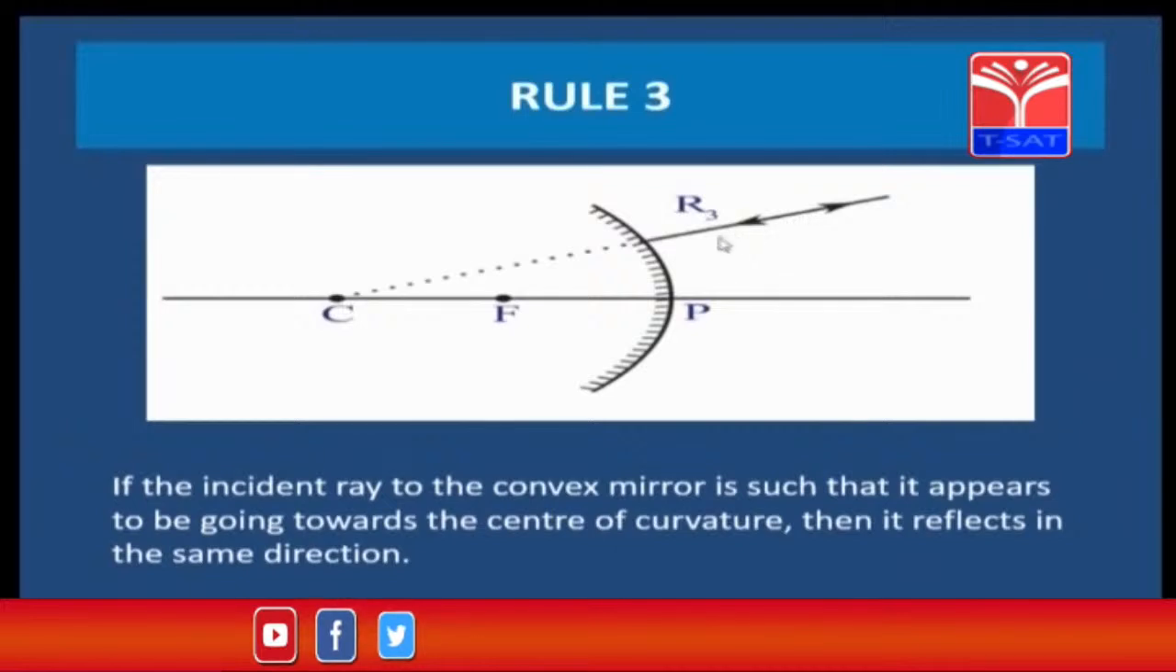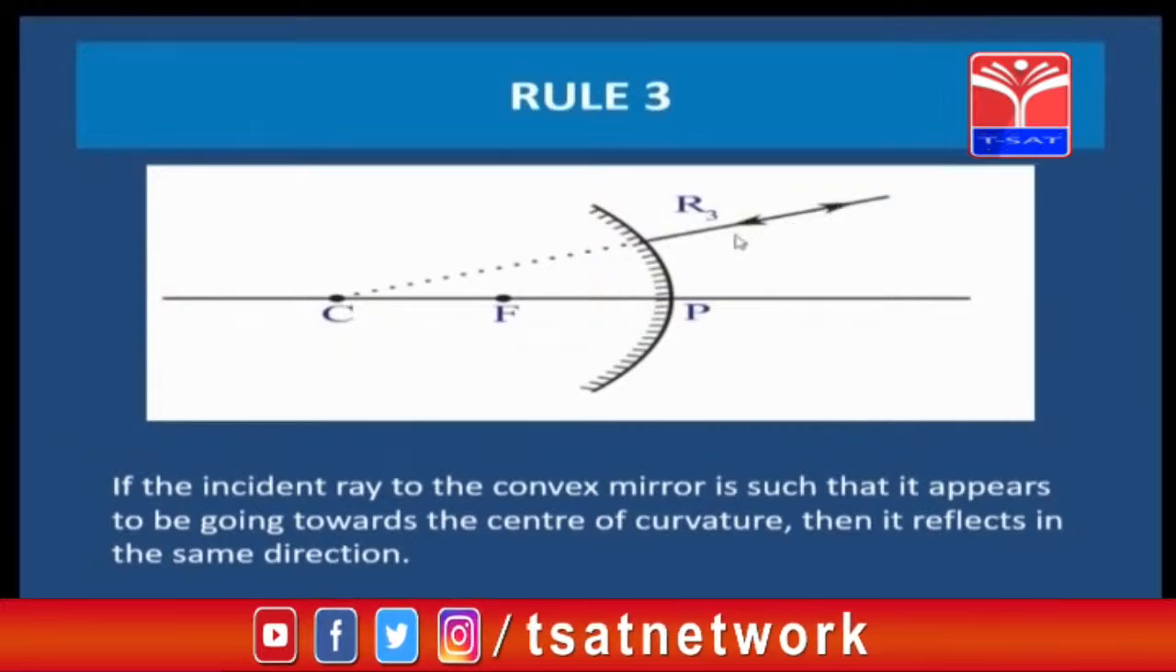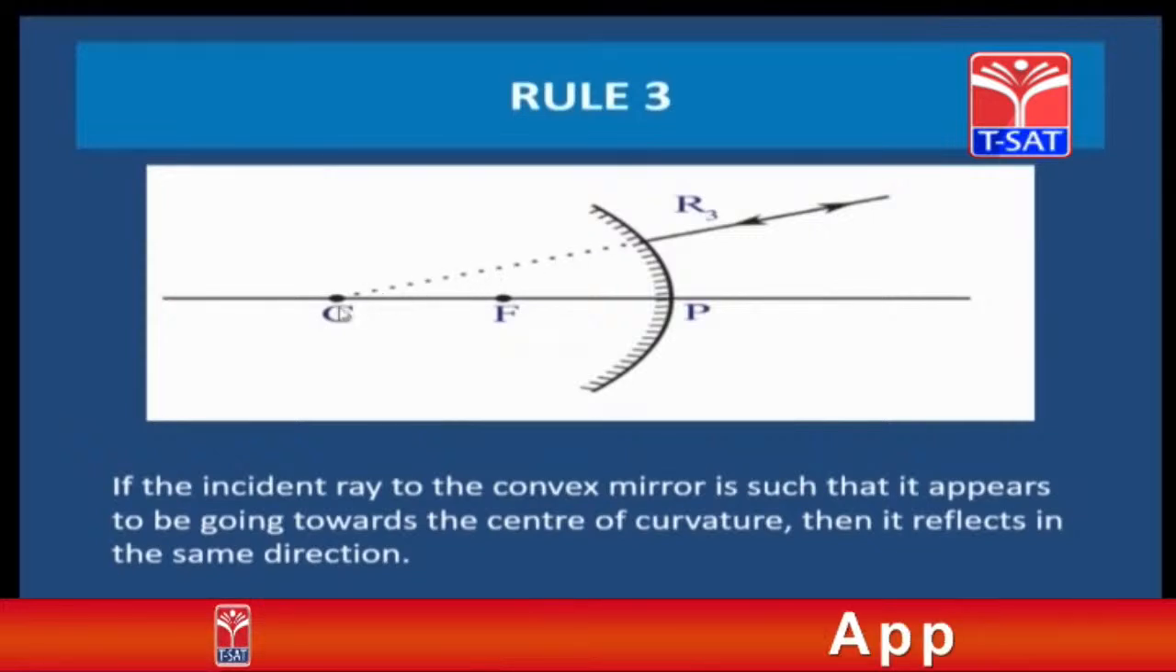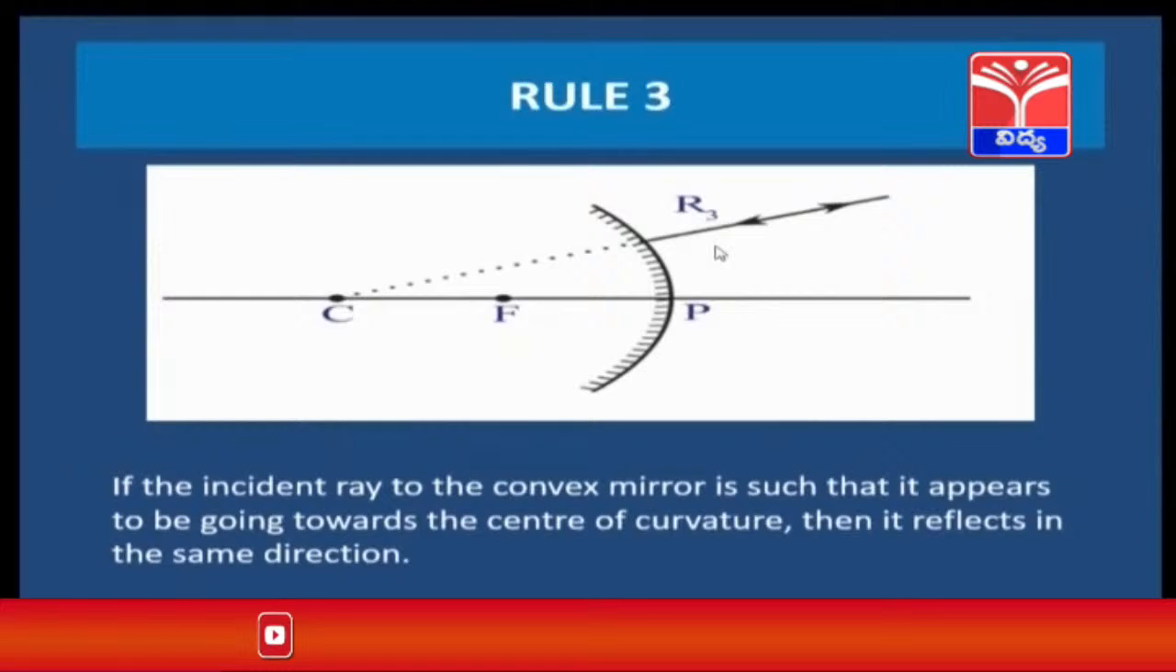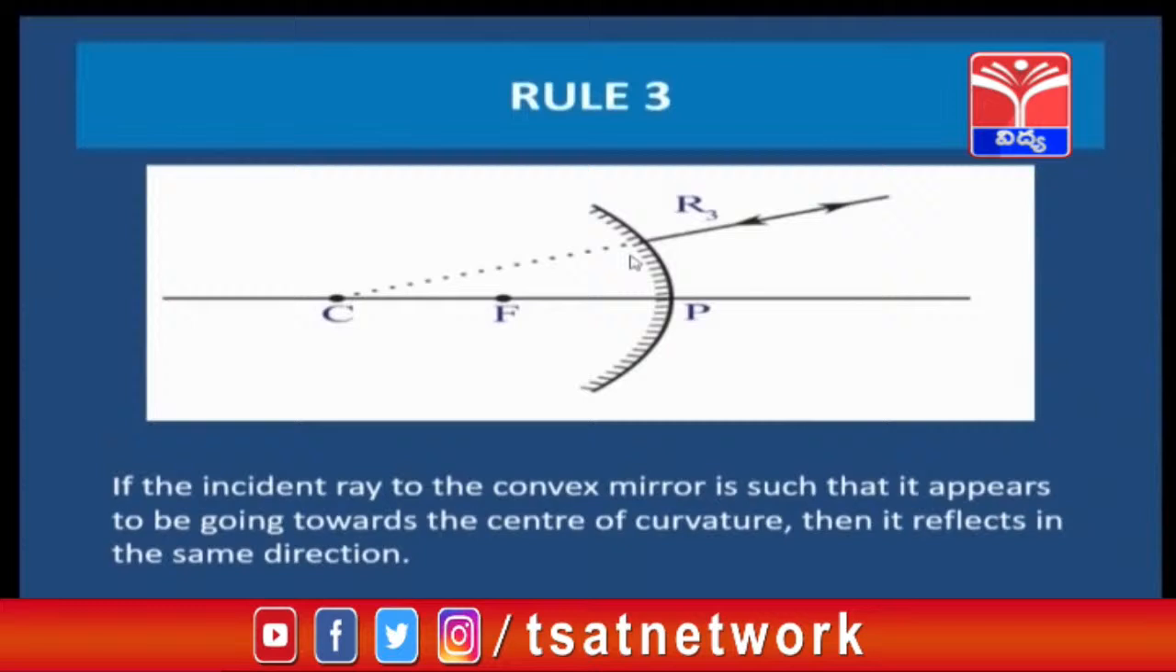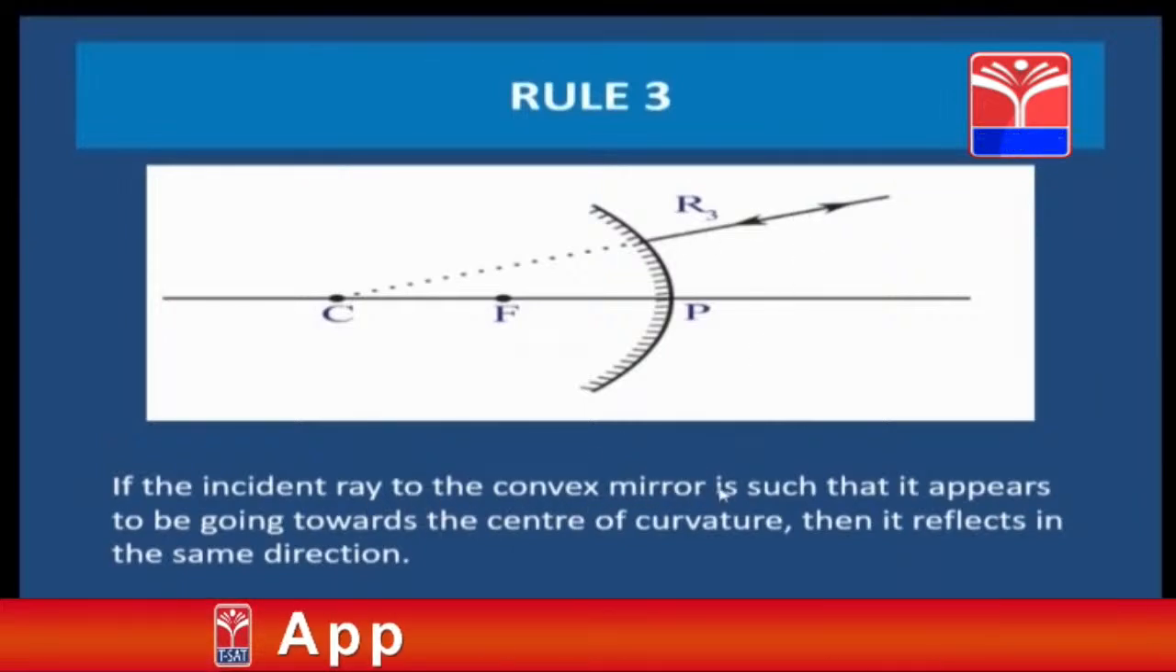If the direction of the incident ray is such that it appears to be going towards the center of curvature, then it retraces its path, or the reflected ray goes back in the same way as the incident ray. If the incident ray to the convex mirror appears to be going towards the center of curvature, then it reflects in the same direction. This is rule number 3, children.